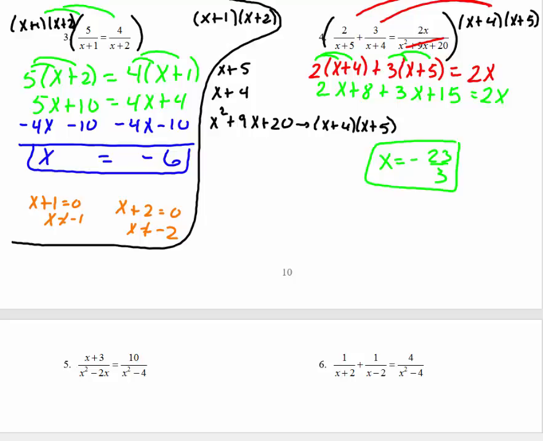Well, let's look at our denominators. Our denominators were x plus 5 and x plus 4, and then the factors of x plus 5 and x plus 4. So what values would I not want? I would not want x to be equal to -5, and I would not want x to be equal to -4. Did I get either of those answers? No. So I'm okay keeping x equaling -23 over 3.